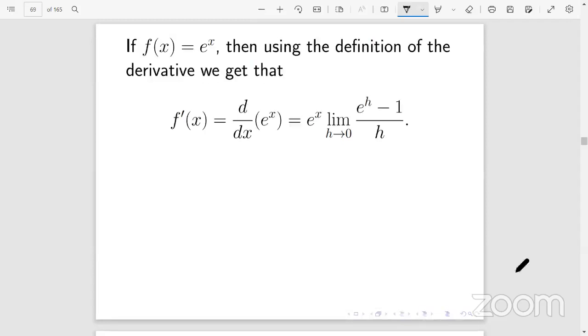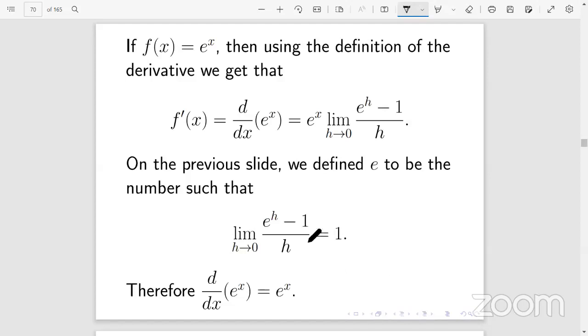So in a nutshell, we are saying that if f of x is e to the power x, then differentiating e to the power x, remember we said this is equal to 1. So e to the power x times 1, we said this gives us 1. So basically we are saying that the derivative of e to the power x is equal to e to the power x. So that kind of exponential function is the exponential function e to the power x.